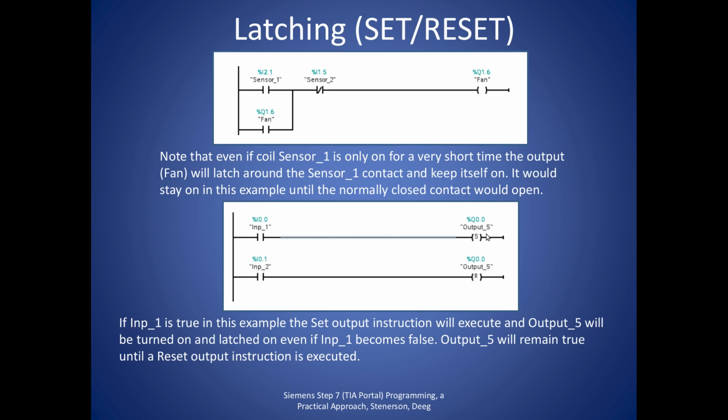Alternatively, we could use a set and reset coil. Whenever input 1 is true, then the output will be set, and it stays true even if this is let go of. So even if this goes to 0, this output stays set. So that's the function or operation of this set coil. And the way that the output has a 0 assigned to it is whenever input 2 is closed, then the reset coil will clear the memory bit for the output.